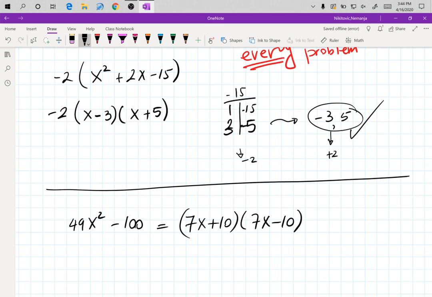There is no work. Square root of 49 is 7. Square root of x squared is x. And then square root of 100 is 10. This is in a form of difference of squares. Difference of squares is a plus b, a minus b. I know what my a and b are, and I just plug them in. That's it. There's nothing special going on here. But you need to know the formula. And once you know what your a and b are, the rest is a walk in the park.